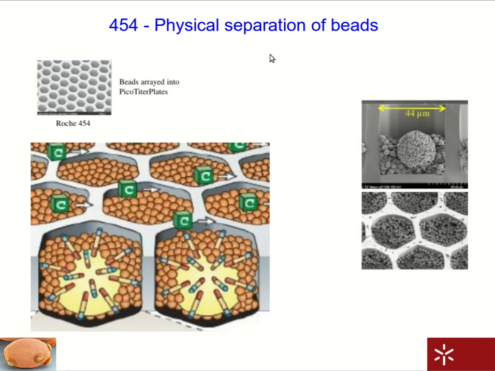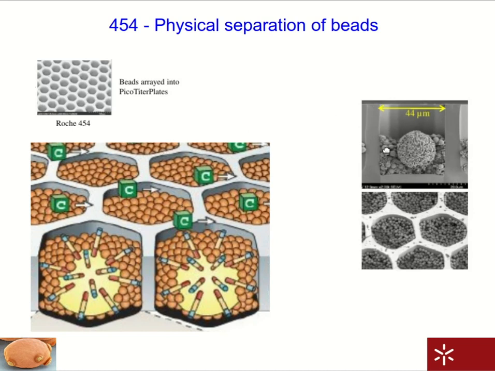After the PCR, the emulsion containing the beads is simply poured on top of a silicon surface like this one that has these hexagonally shaped holes. These holes are just big enough for one of these beads to enter. You can see a micrograph here on this side. You can't easily fit two of these beads in one of these holes.